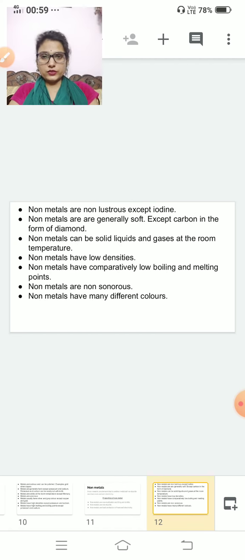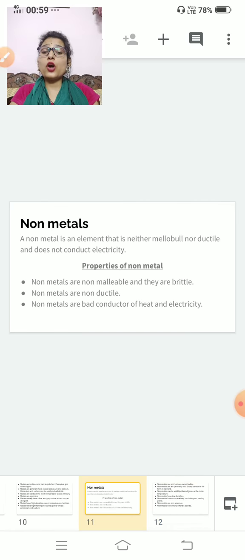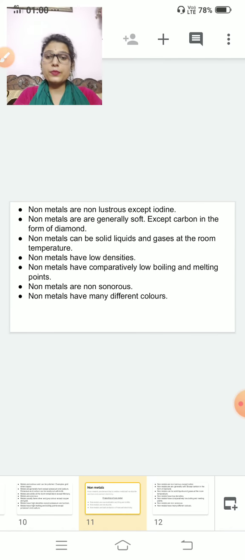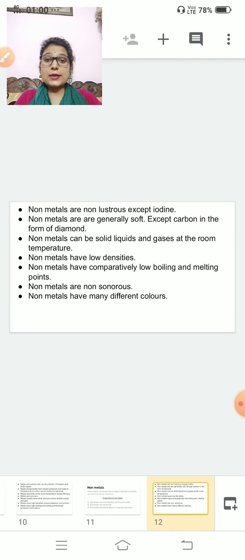Clear? Shall I read once more? Non-metals are non-malleable and they are brittle. Non-metals are bad conductors of heat and electricity. Non-metals are non-lustrous except iodine. Non-metals are generally soft except carbon in the form of diamond. Non-metals can be solid, liquid and gases at room temperature. Non-metals have low densities. Non-metals have comparatively low boiling and melting points. Non-metals are non-sonorous. Non-metals have many different colors.